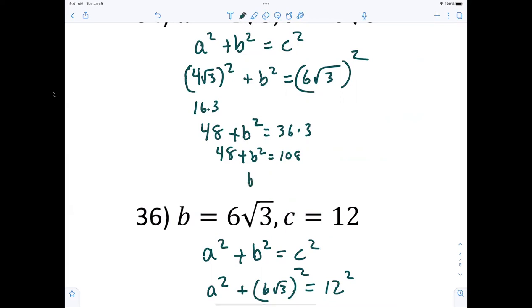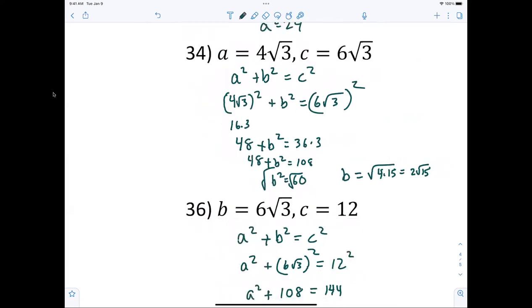Subtract 48, so B squared is equal to 60. Does everybody agree? And now we take the square root. Square root of 60, remember, is 4 times 15, so 2 radical 15. Anybody have any questions with that?